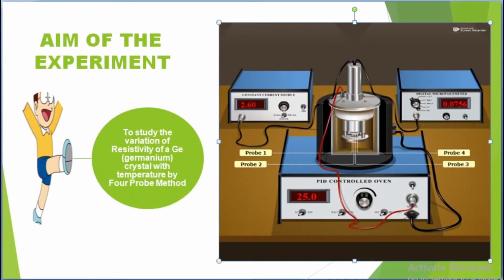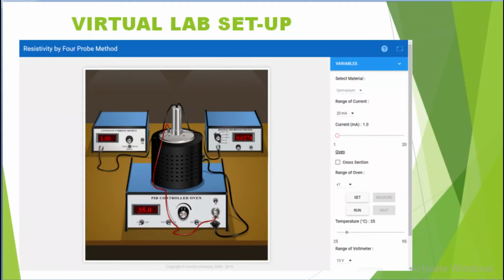Aim of the experiment: to study the variation of resistivity of a germanium crystal with temperature by the 4 probe method. Now, this is a virtual setup for the 4 probe method. The experimental setup consists of a probe arrangement, sample, oven, constant current generator, oven power supply and digital panel meter.